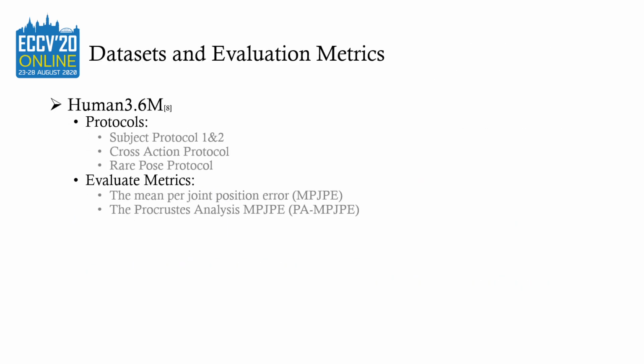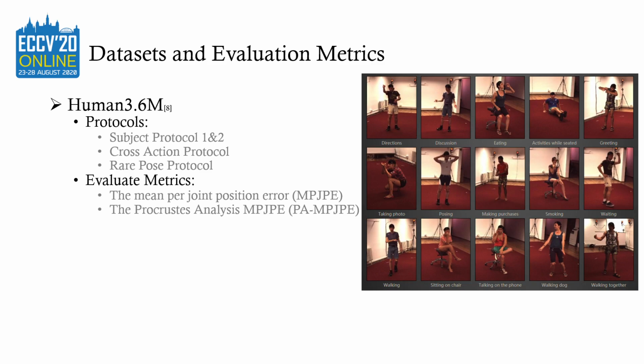Human 3.6M consists of 3.6 million video frames from 4 camera viewpoints with 15 actions. We verify our method by 3 protocols. Protocol 1 and 2 are the standard protocols with all seen actions at cross-person test. Cross-action protocol means train on only one action, test on all actions. And our proposed rare pose protocol, which measures how the poses are not similar or rare to training samples. We take the top 10 and the top 20% as verification.